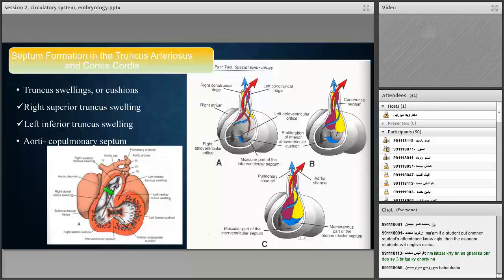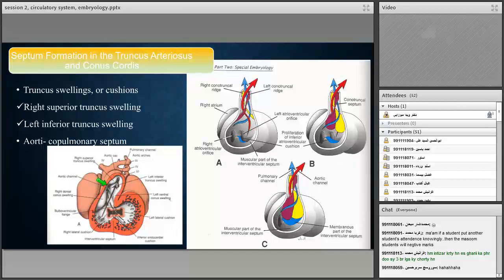Okay, we have these two swellings. They are growing distally and to the opposite side. I mean, the right superior truncus swelling is growing distally and to the left side. The left inferior truncus swelling is also growing distally, in the opposite direction, to the right side.